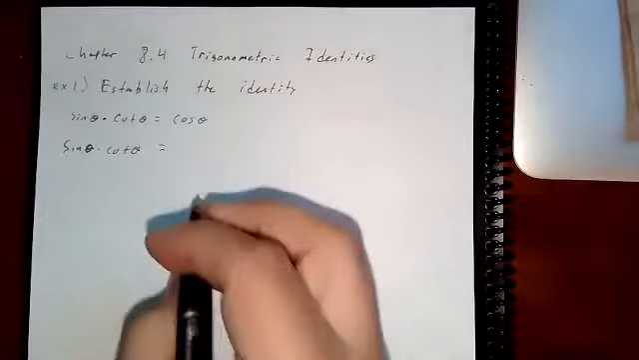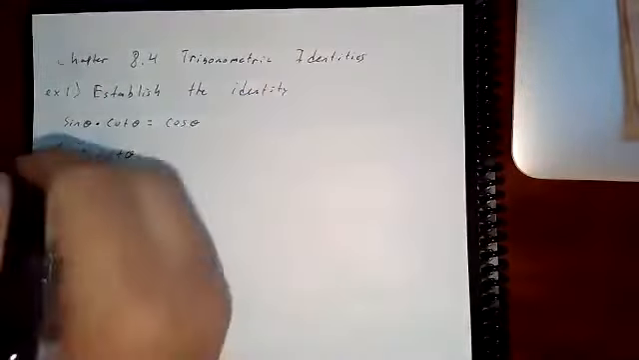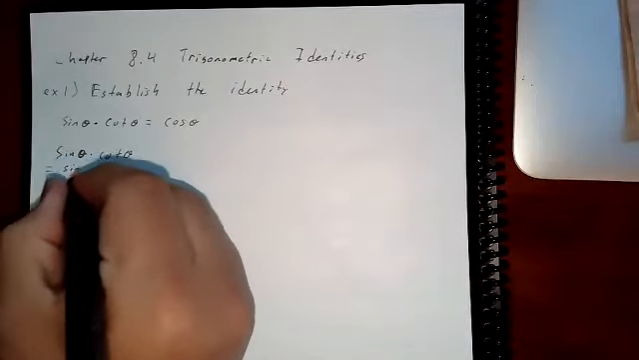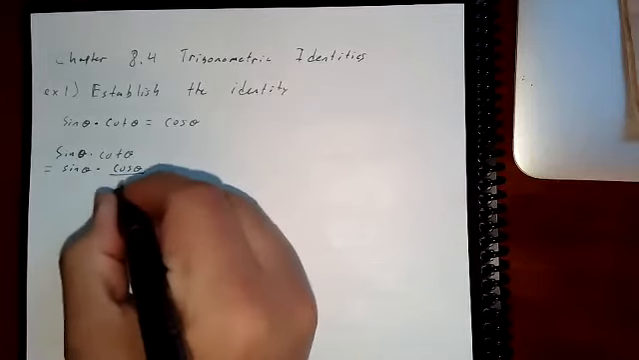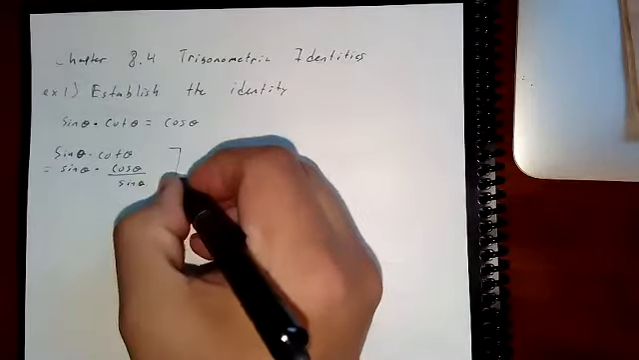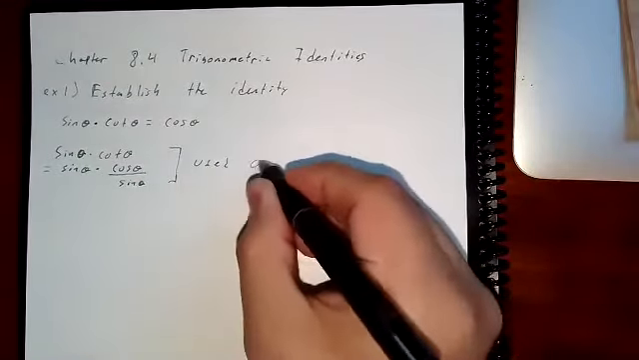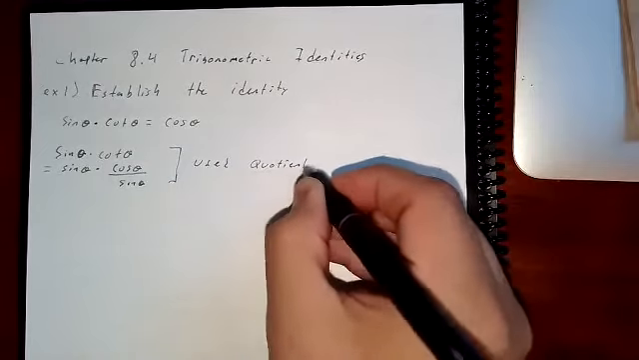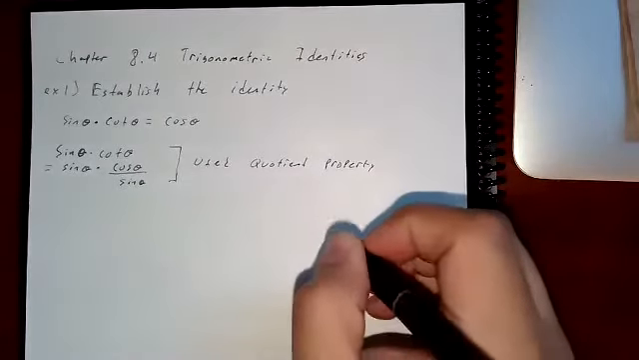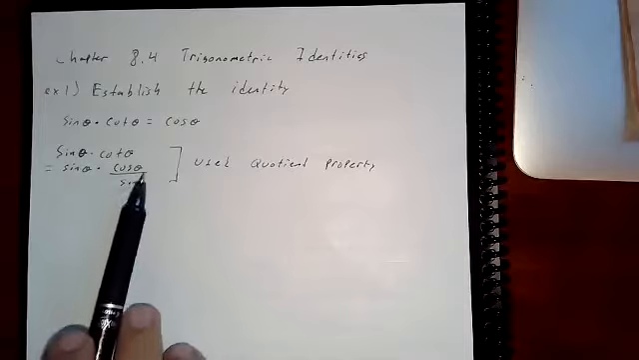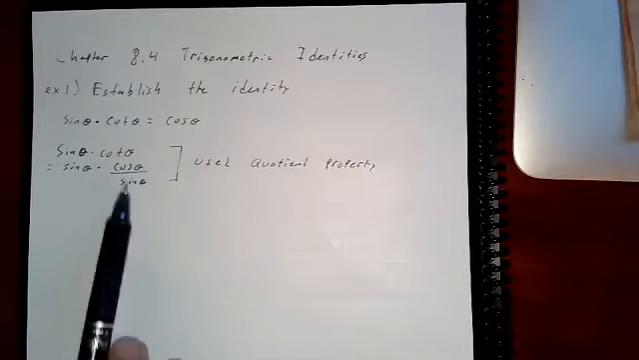So then, first step is to show that this is equal to sine theta times cosine theta over sine theta. From here to here, I use the quotient property or identity. Okay, so you have to have the formulas that say sine over cosine is tangent and cosine over sine is cotangent. That way you can change it.